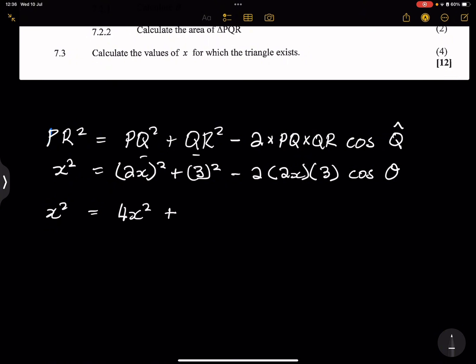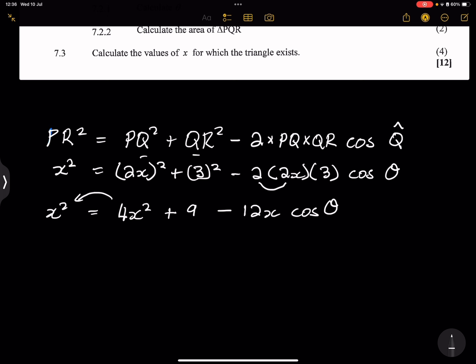plus 9 minus, now 2 times 2x, that would be 4x times 3, right? 4 times 3, that would give us 12. Okay, so that would be minus 12x, the cos of theta. All right, now let's try and work it out, and try and simplify it as much as possible.